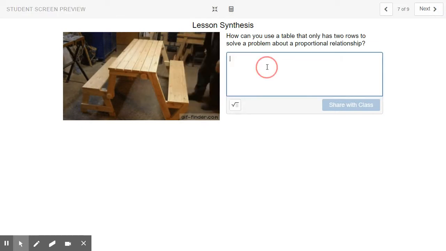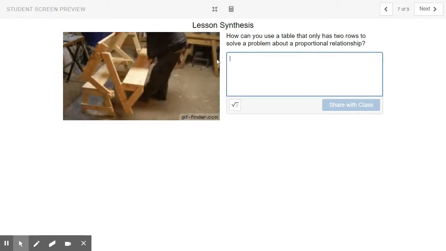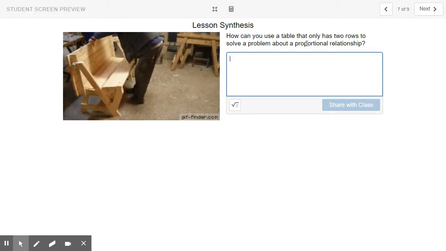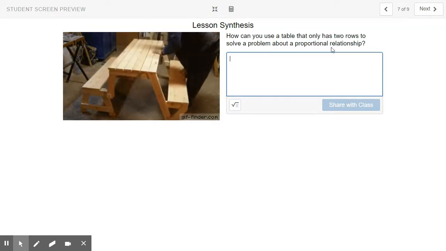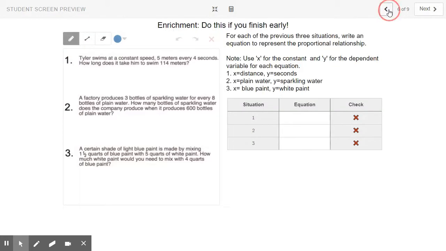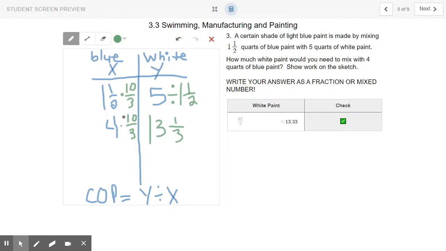Slide 7, you are going to have to write in here, synthesize. Think about this. How did we use the table to solve a problem about the proportional relationship? There were 2 steps, right? Think about what we did first. We found the COP, and then we multiplied the COP, the constant of proportionality, right, by this X value to get the Y value.